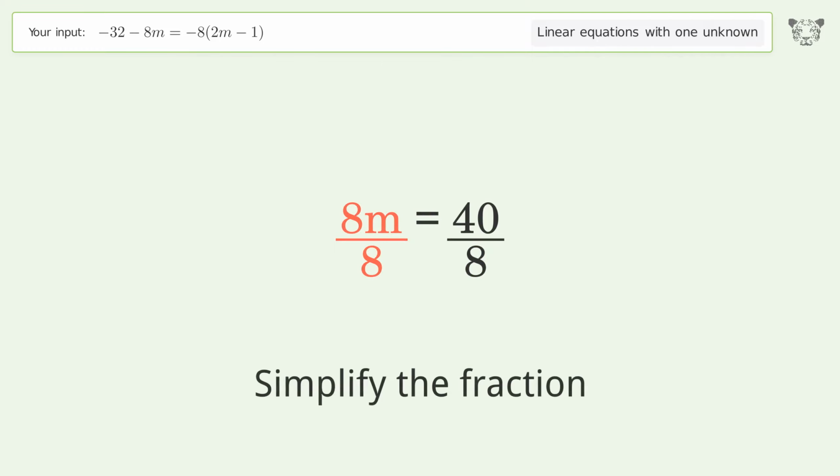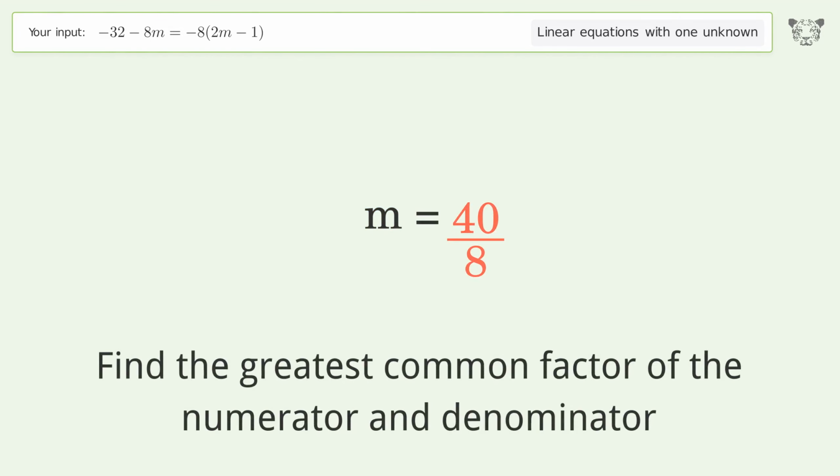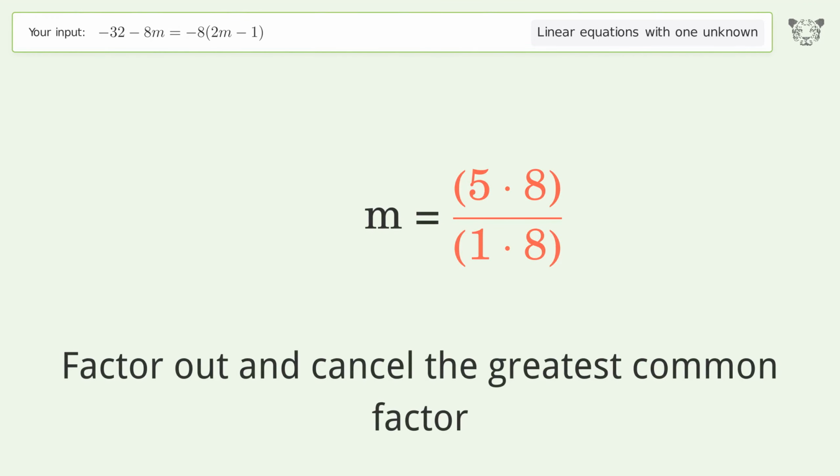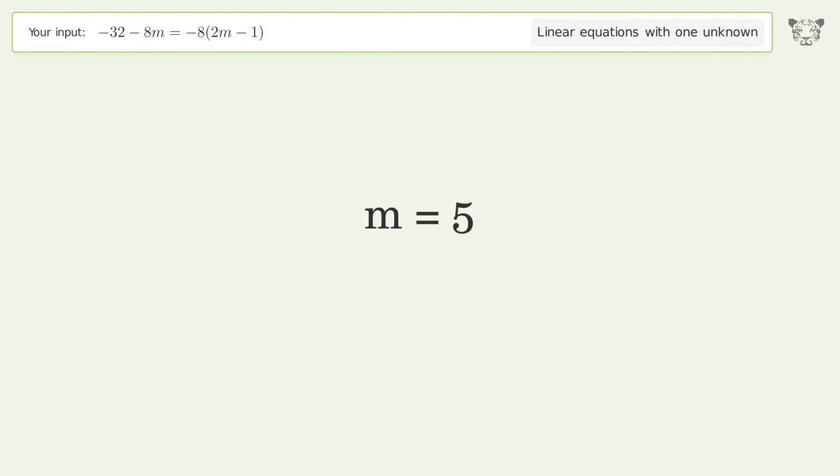Simplify the fraction. Find the greatest common factor of the numerator and denominator. Factor out and cancel the greatest common factor. And so the final result is m equals 5.